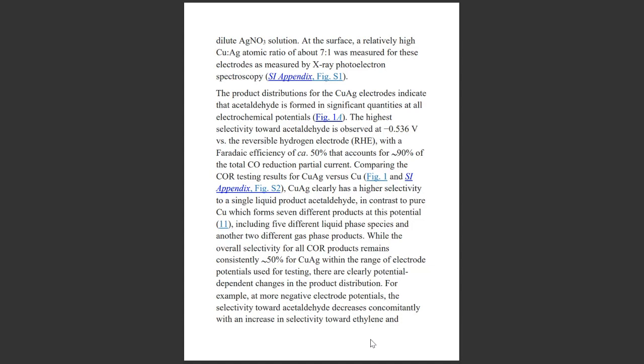Comparing the COR testing results of copper versus copper-silver, copper-silver clearly has a high selectivity to a single liquid product, acetaldehyde, in contrast to pure copper, which forms seven different products at this potential, including five different liquid phase species and two different gas phase products. While the overall selectivity for all COR products remains consistently 50% for copper-silver within the range of electrode potentials used for testing, there is a clear potential-dependent change in the product distribution. For example, at more negative electrode potentials, selectivity toward acetaldehyde decreases concomitantly with an increase in selectivity toward ethylene and ethanol.